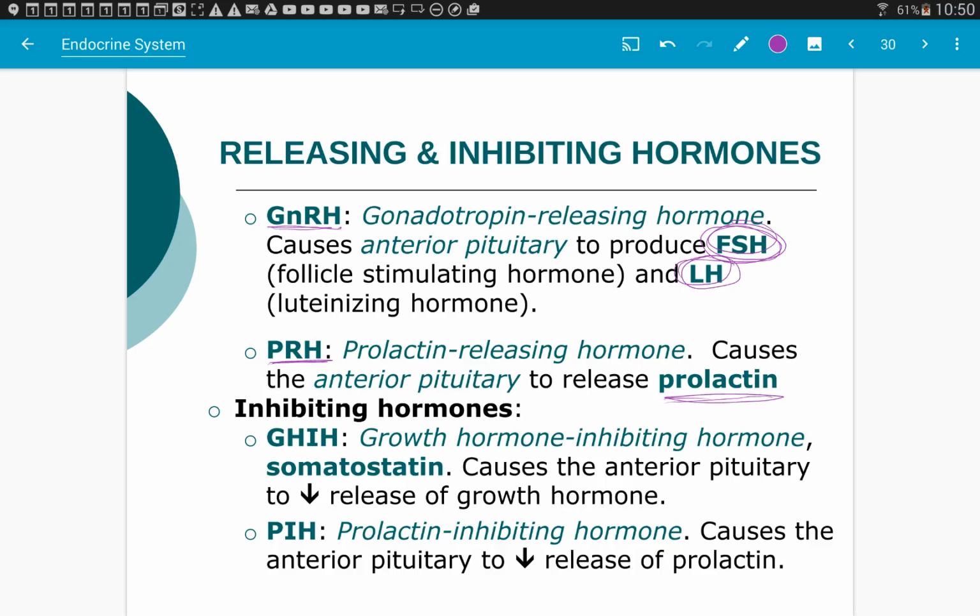There are inhibiting hormones as well. So we have a whole set of releasing hormones. We also have a set of inhibiting hormones. Growth hormone inhibiting hormone, which has a common name of somatostatin. What this does is it tells your anterior pituitary to stop or decrease the release of growth hormone. So somatostatin causes a decrease in the amount.